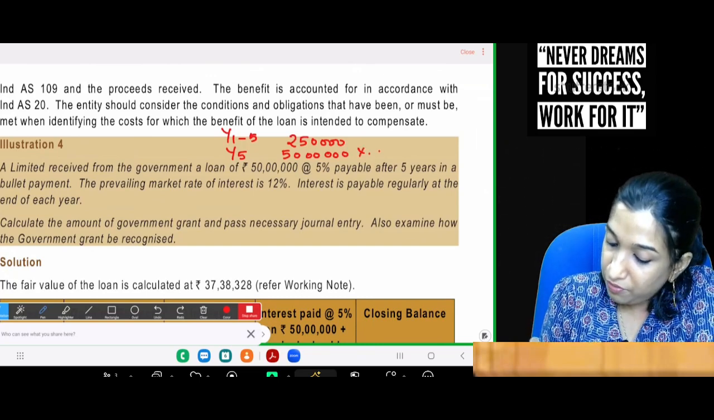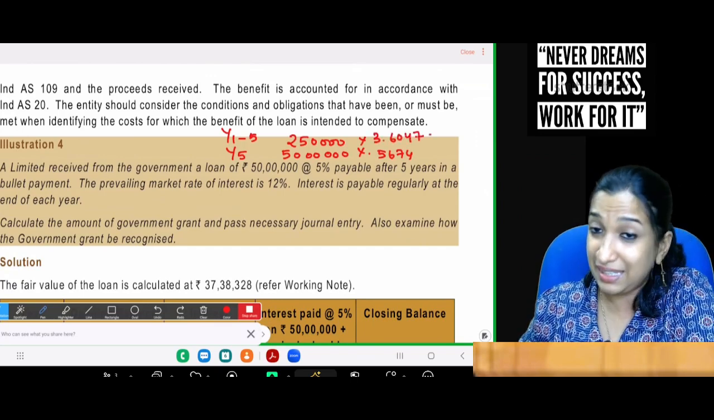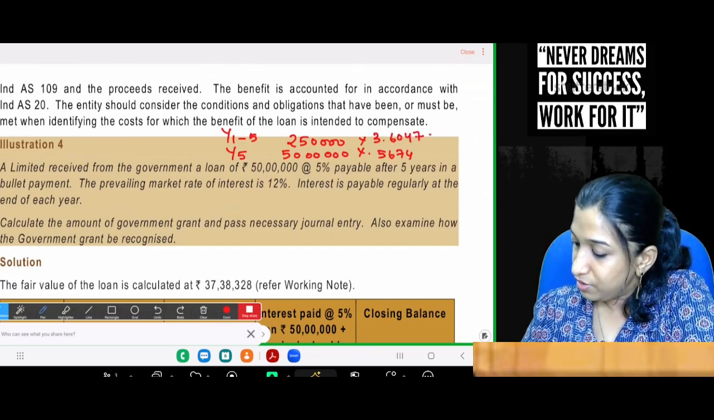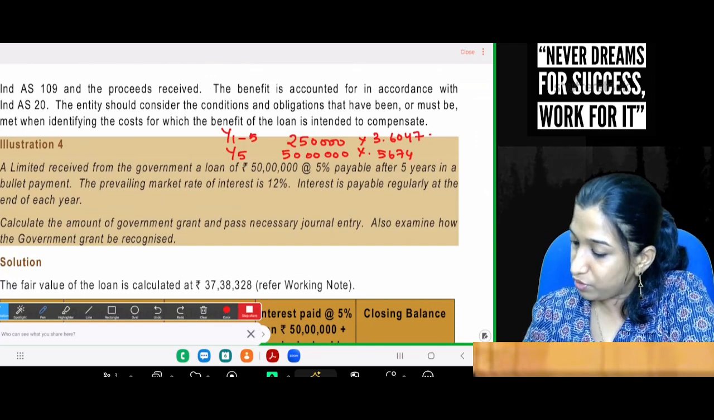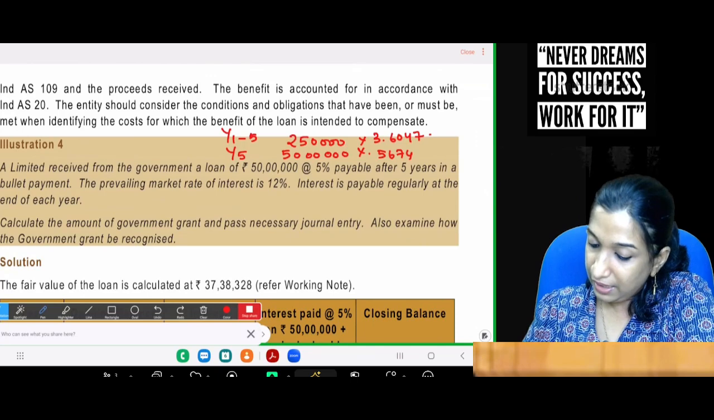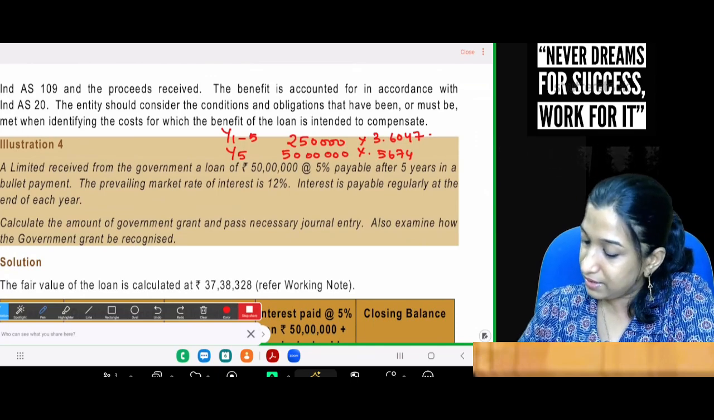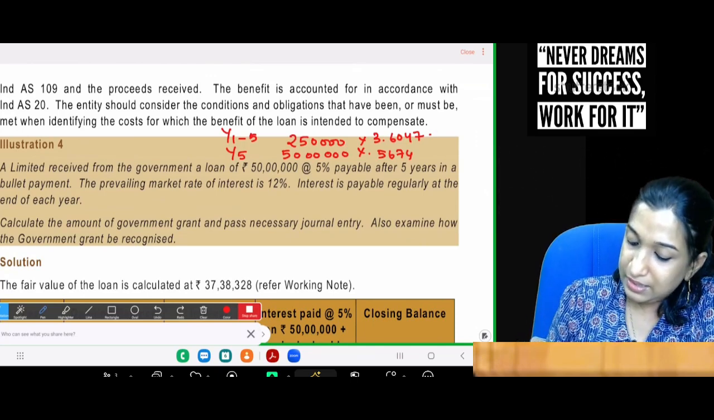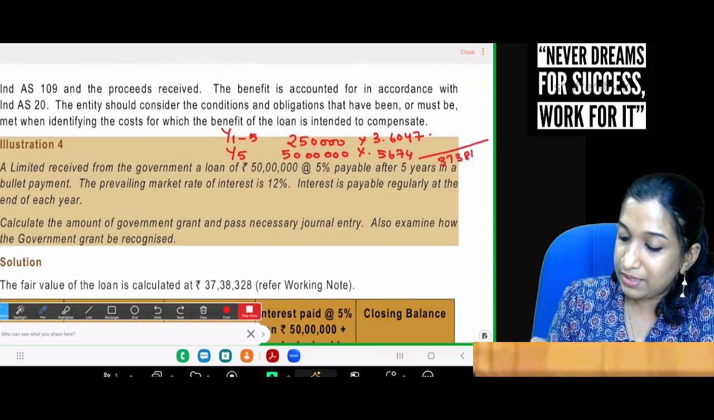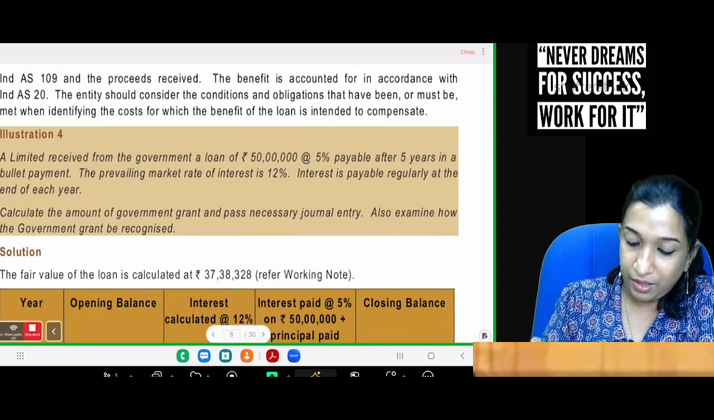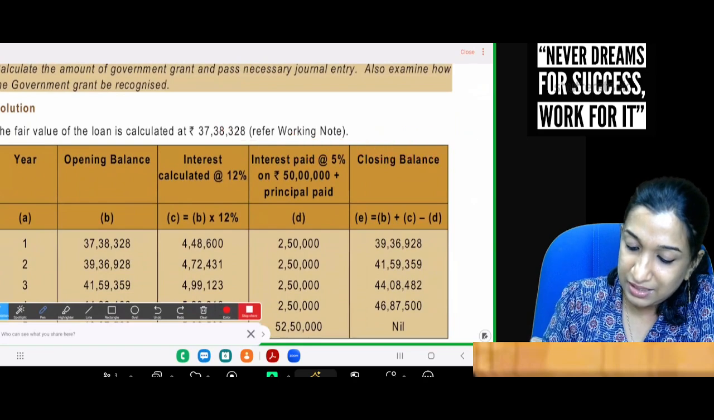This is 0.5674 and this is 3.6047. I'm taking up to 4 decimals. So 2,50,000 into 3.6047 and 50 lakhs into 0.5674. So 37 lakh 38,175. So I'll record 37 lakh 38,328. Some differences are there.